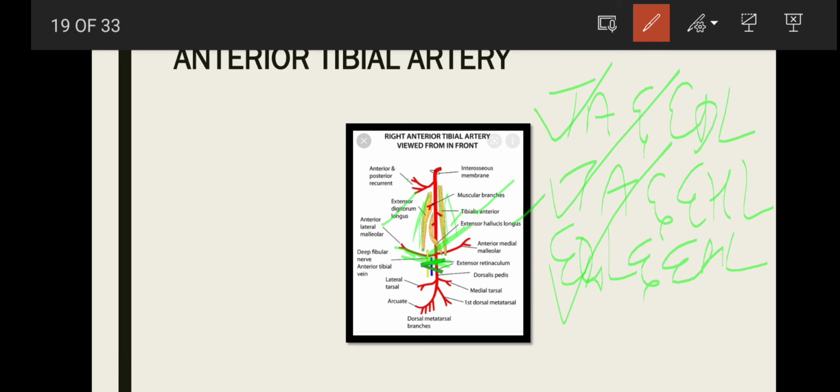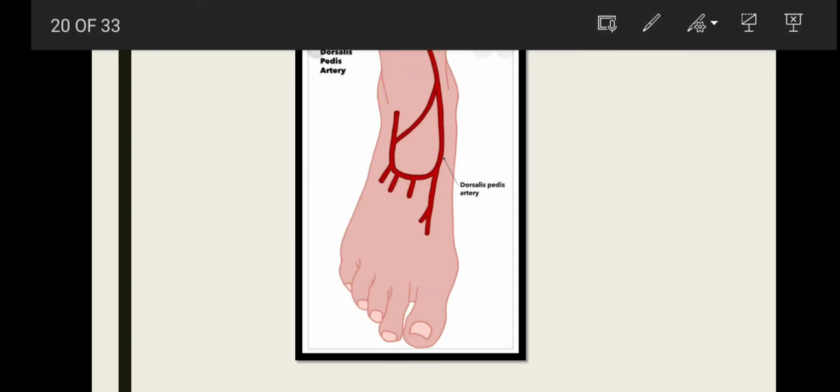You have to just go through the branches. The branches are muscular branches. There are branches given to the knee as well as towards the ankle. There are lateral malleolar and medial malleolar networks. That is on the anterior tibial artery. Let us see the dorsalis pedis artery together along with this.